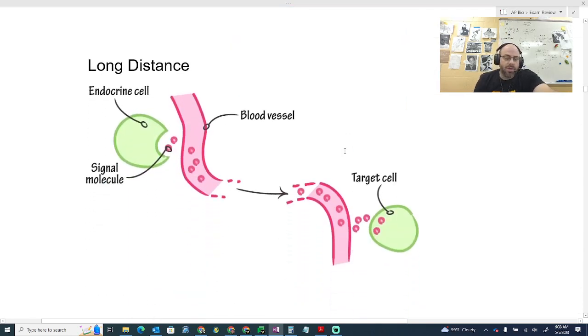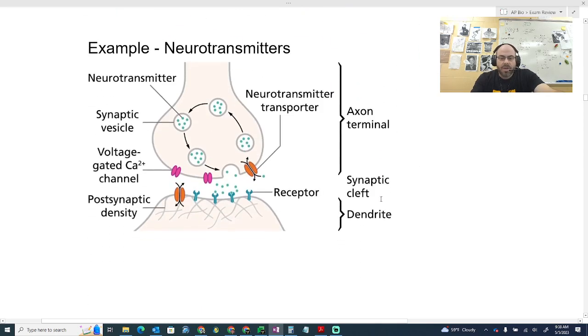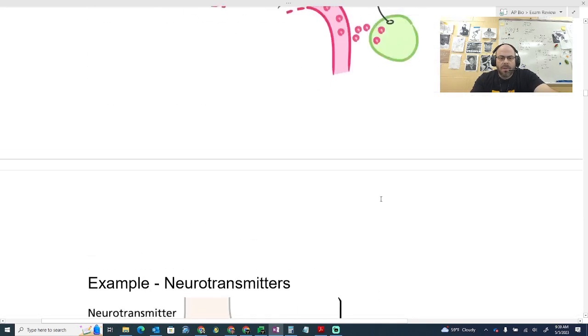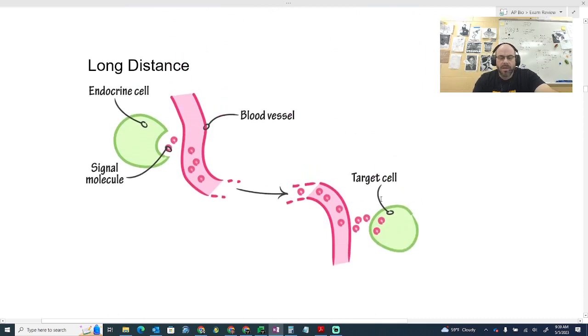Long distance has to do with when one part of the body is releasing a chemical that affects a different part of the body. Usually in the endocrine system. In the endocrine system, hormones are being released directly into the bloodstream. And so this would be an example of long distance. Still, we have that concept of the signal molecule being created by the cell and a particular target cell. I think I have some examples of those. Neurotransmitters gave that example for the regional example. Long distance, let me talk about an example.